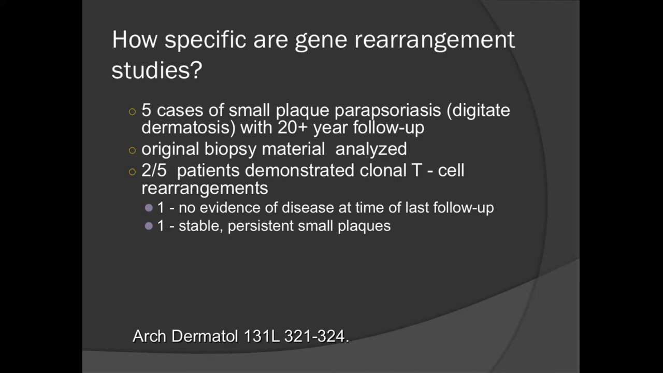Guess what we found? 2 of the patients showed a clonal T-cell rearrangement. Holy smokes, is the guy right? Maybe I'm wrong, maybe it is MF. So we called these patients. Hadn't been seen in decades. I had a resident or a fellow, somebody track them down. And we found the patients. One of them was like, what are you talking about? I haven't had a rash in 35 years. What, are you crazy? And the other one was like, yeah, I got the same rash I had 25 years ago. Nothing's happened. So, what does the clonal rearrangement mean? And is this MF? Who knows?